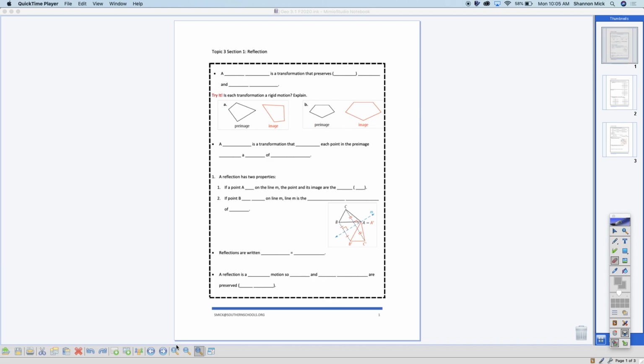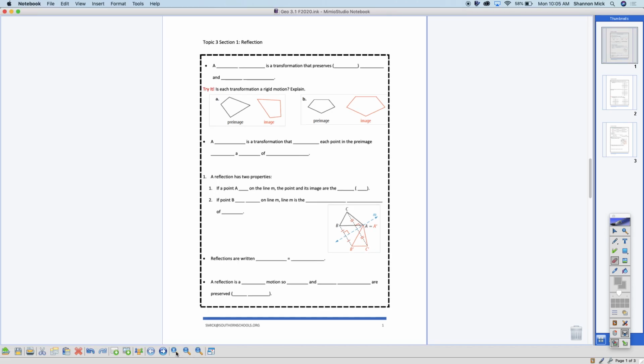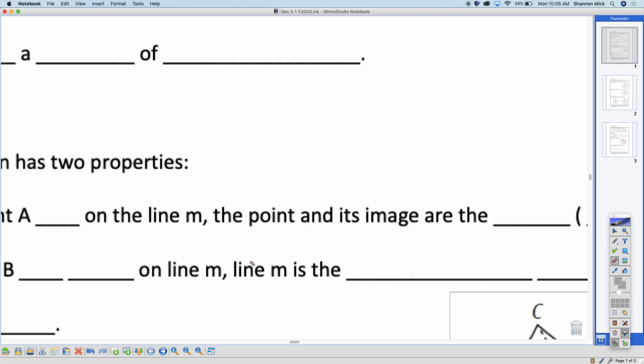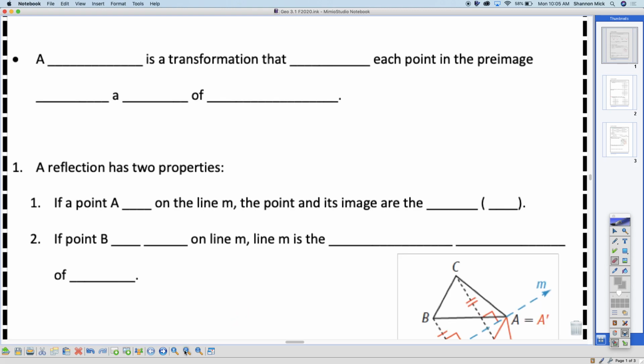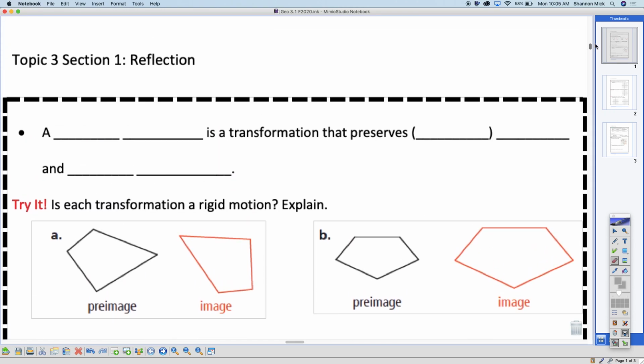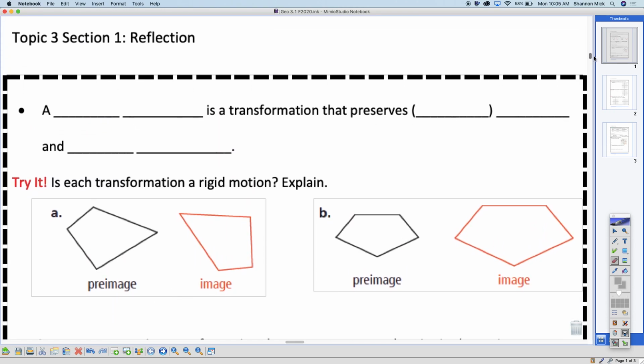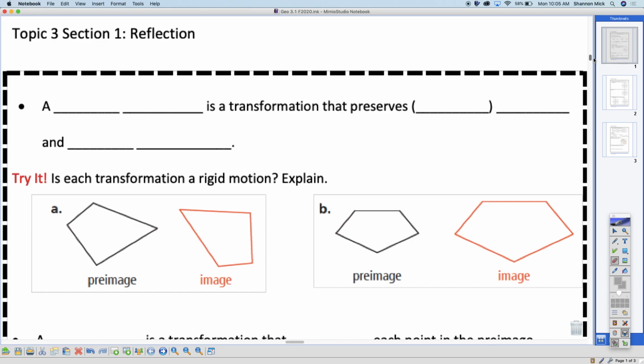So today we're going to start on 3-1, and I'm going to do notes a little bit different. I have the sheet that you have right here, and that's what we're filling in. We're just going to fill it in together. Remember, you need to put these in your notebooks. Okay, so your section is topic 3, section 1, reflections.